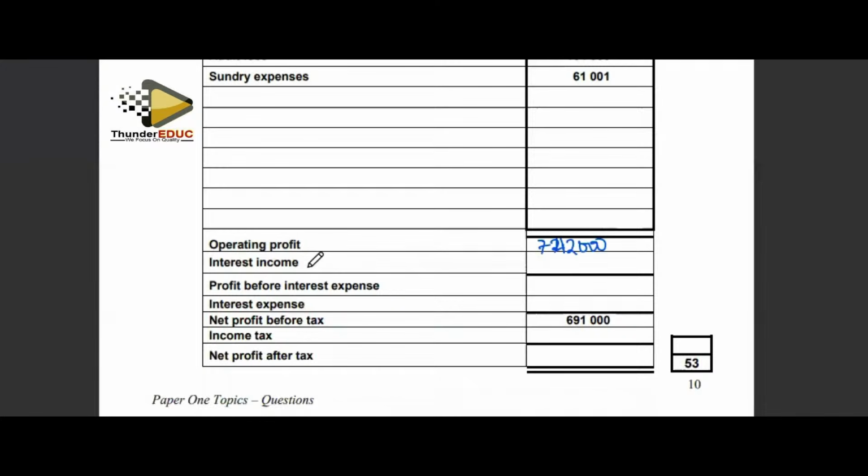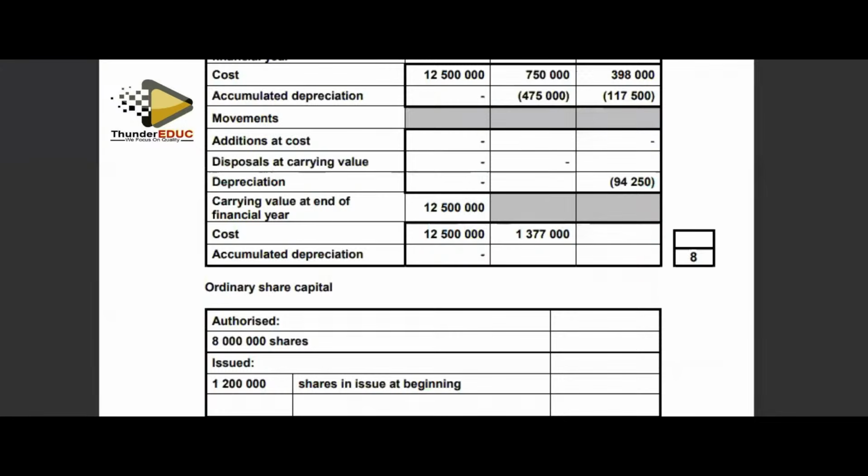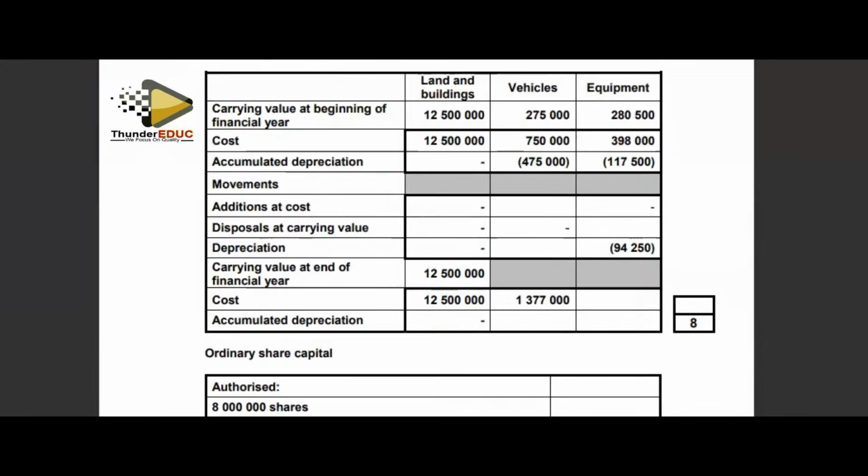Where we have to do the interest. We do the profit before interest expense. Then we get the interest expense, net profit before tax, income tax, and net profit after tax, right? Let me take you to the question here. By the way, even today, if time allows, we have also to do the property, plant, and equipment note. Yes, as the time will take us.